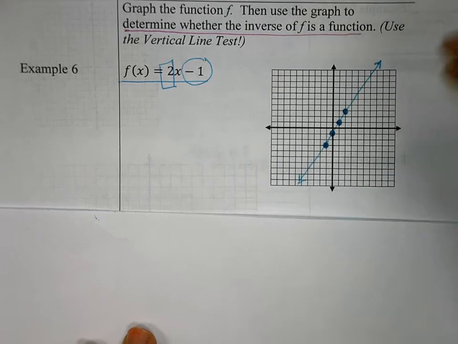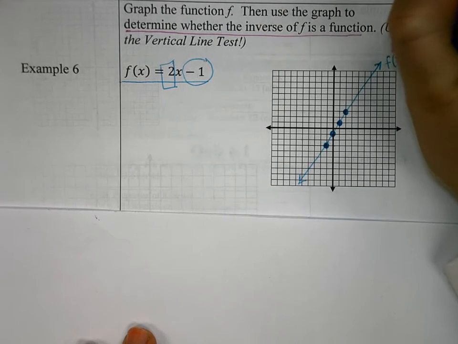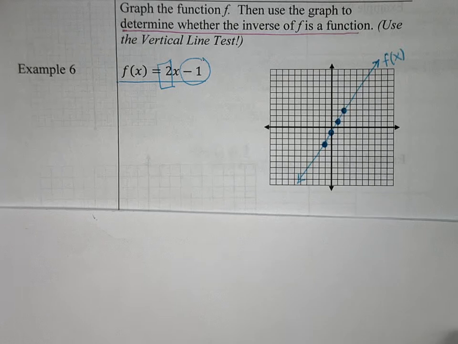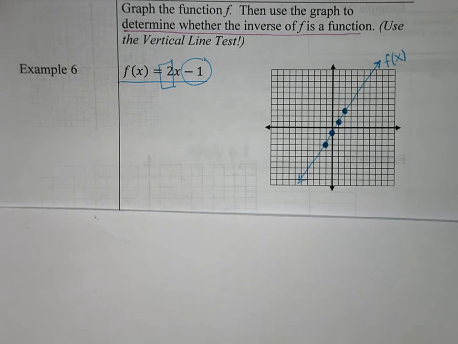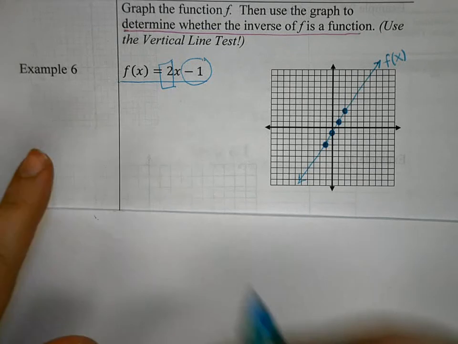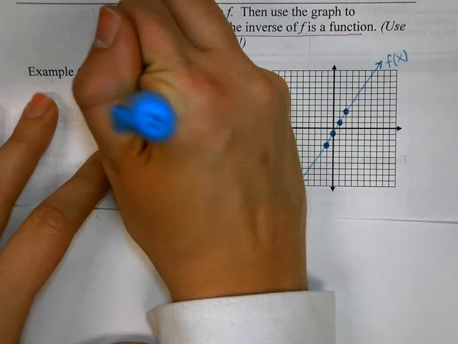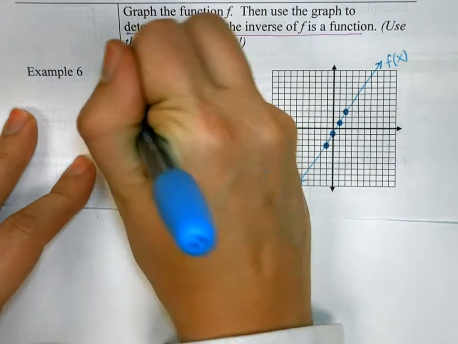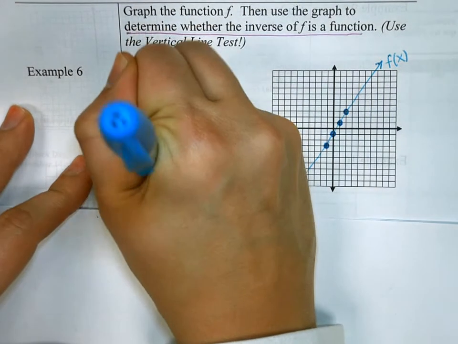And let's label that f of x. Okay? So I want you to find 4 points on the line. What we're going to do with these points is we're going to use them to find 4 points on the inverse. So for the f of x function, let's make a t-chart of x's and y's.